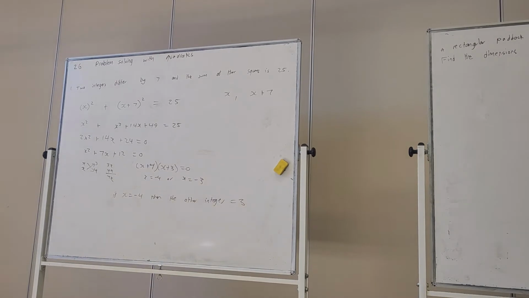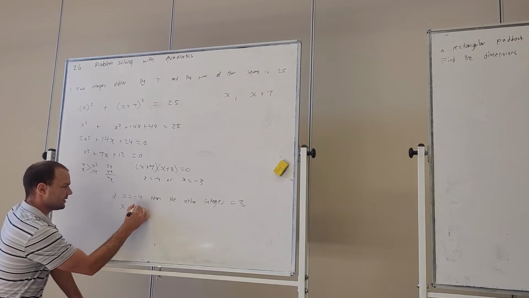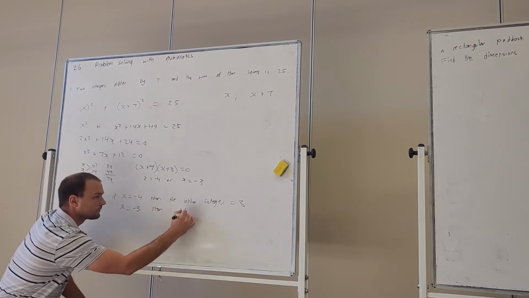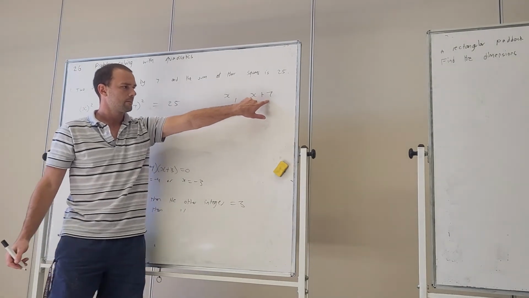And then in the circumstance where x is minus 3, the other integer is going to be minus 3 plus 7, positive 4.